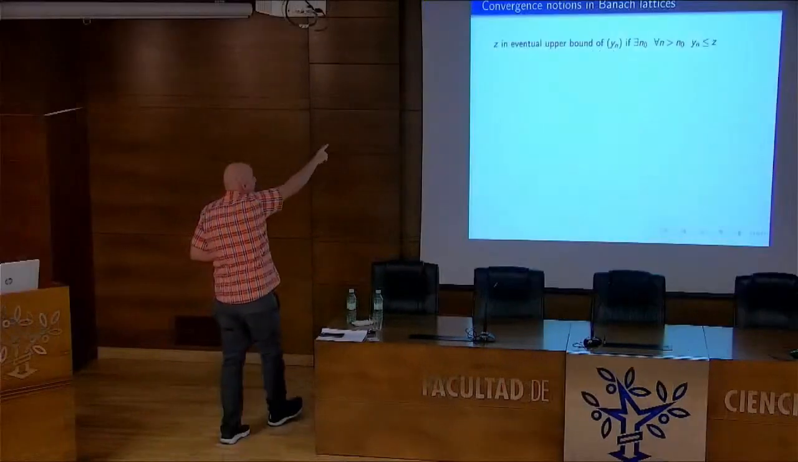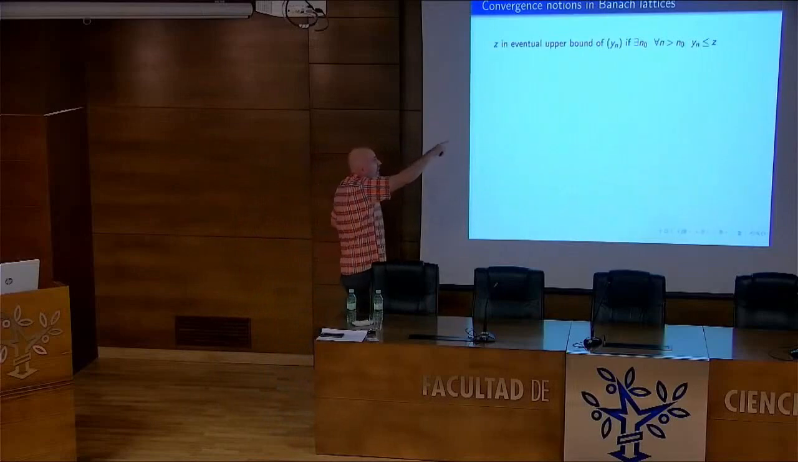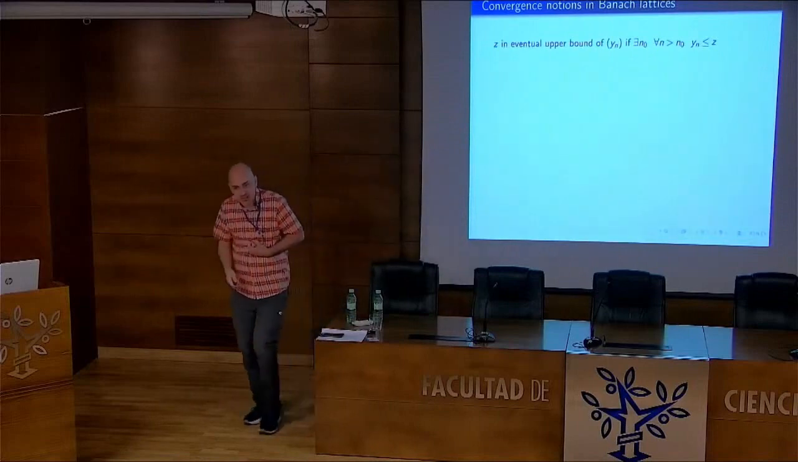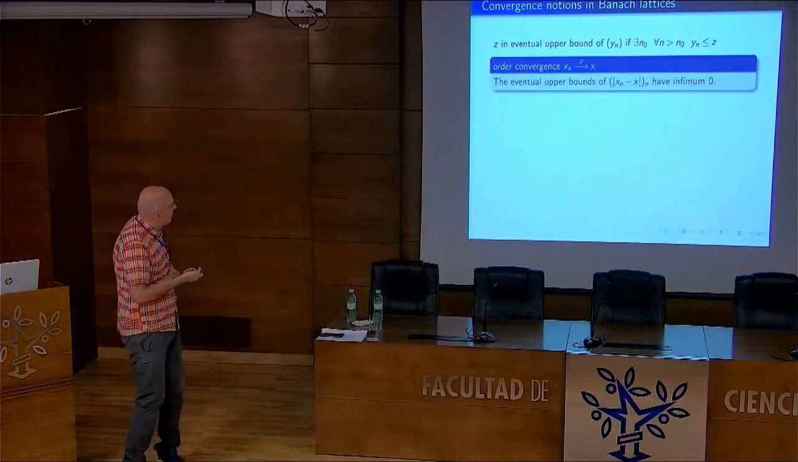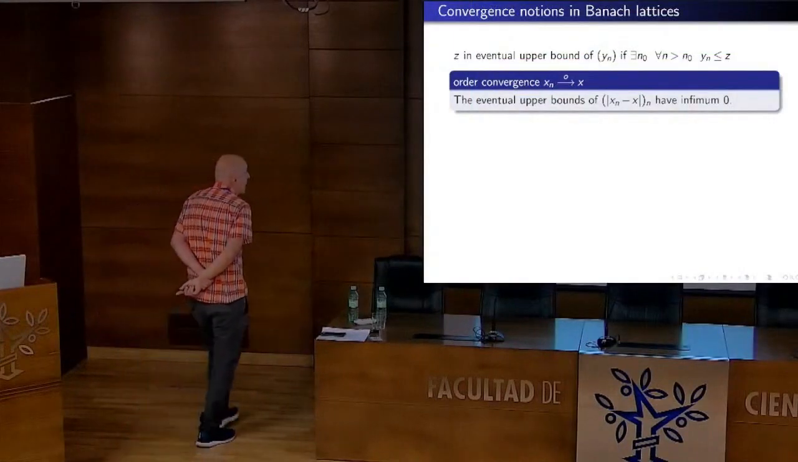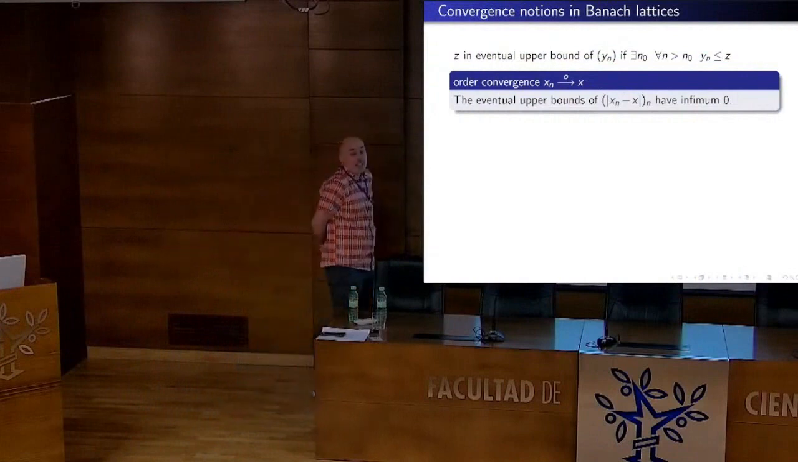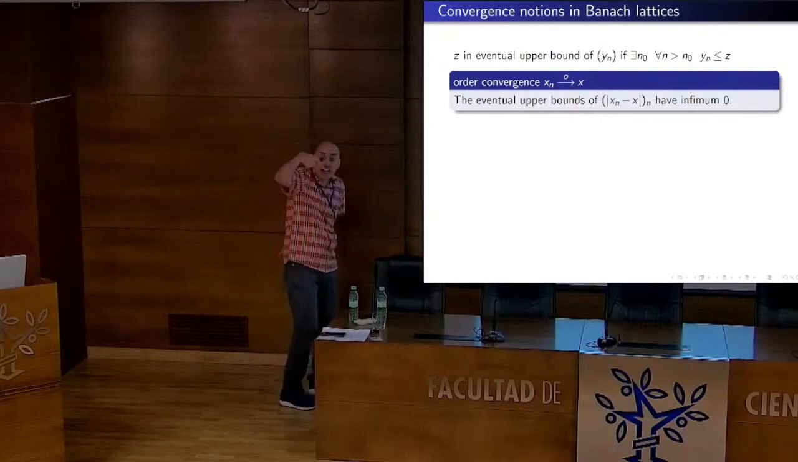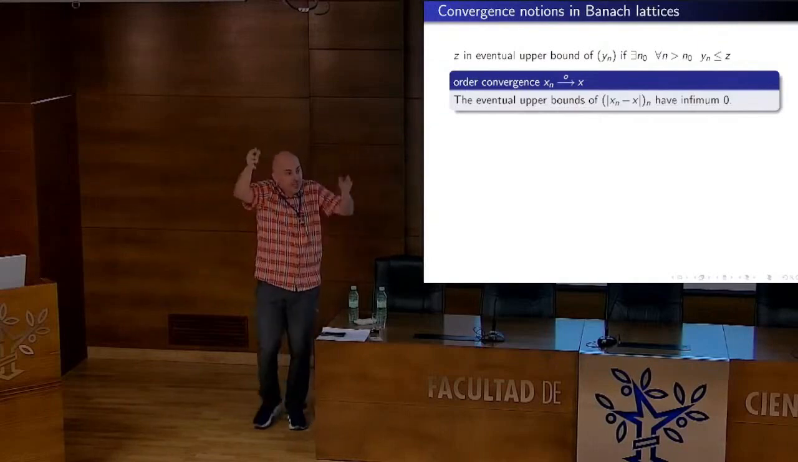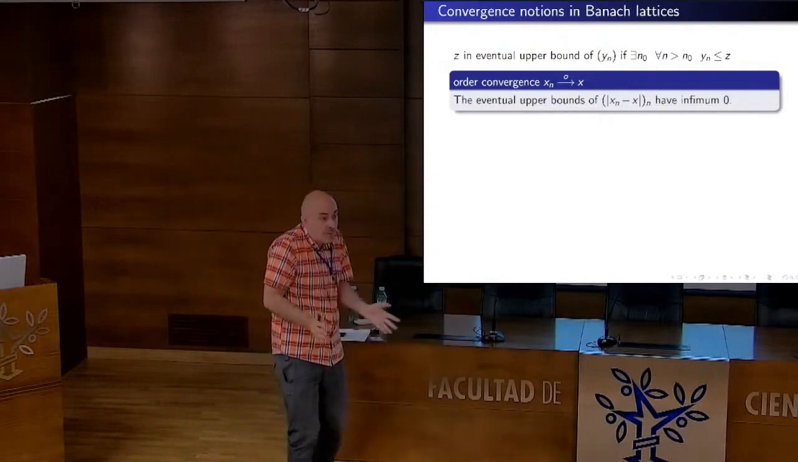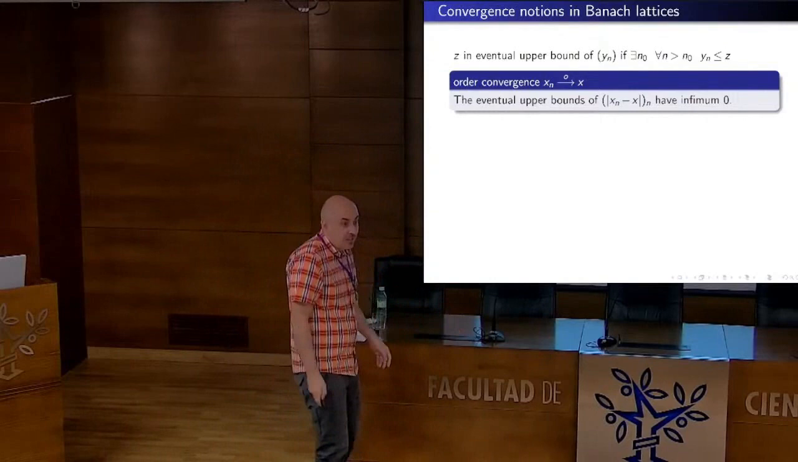So z is an eventual upper bound of y_n if from a moment on the sequence y_n gets below z. It's intuitive what it means: it eventually becomes an upper bound. Okay, so now let's write. First of all, what does it mean that a sequence in a Banach lattice order converges to a vector x? It means that when I look at these eventual upper bounds, I have many, and they become very small. The infimum of these eventual upper bounds is 0. This is what order convergence means.